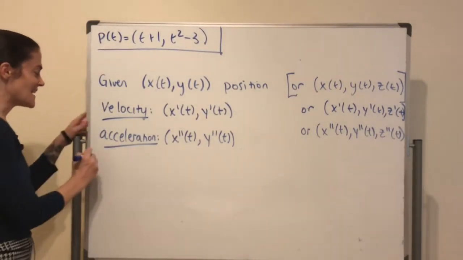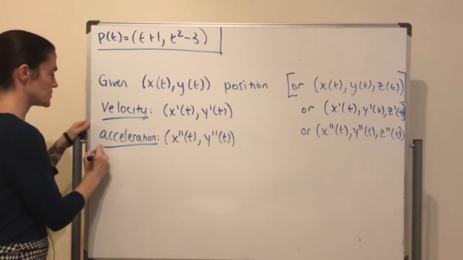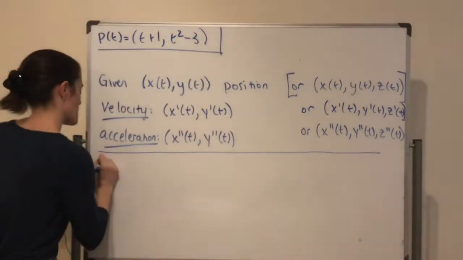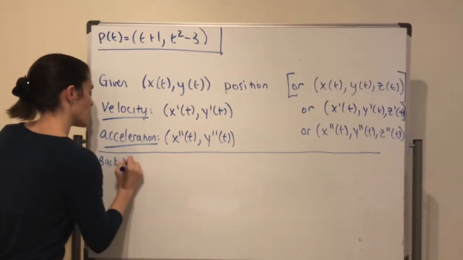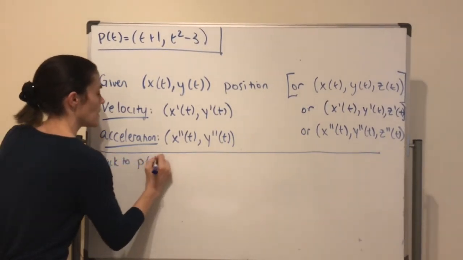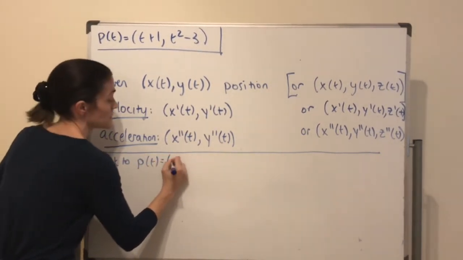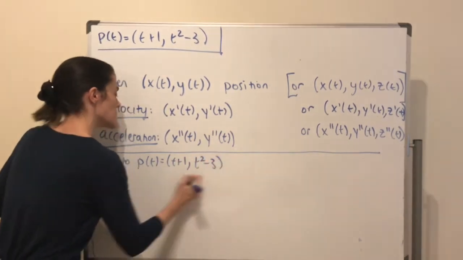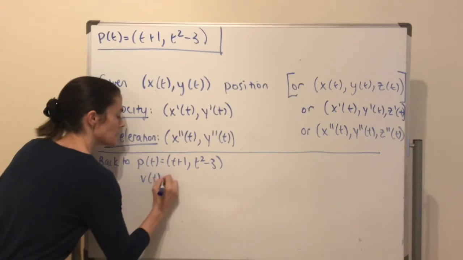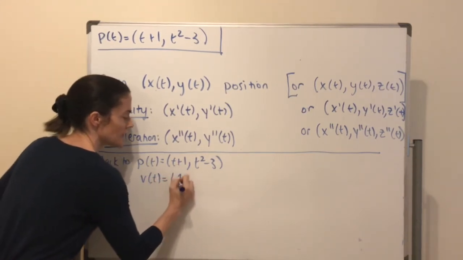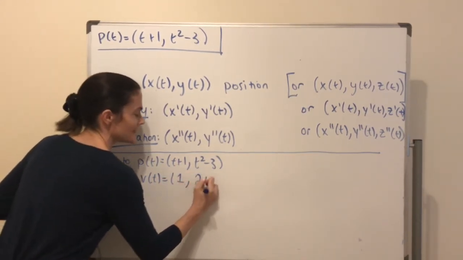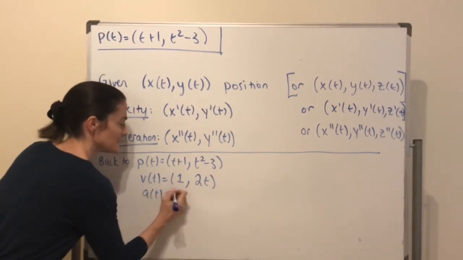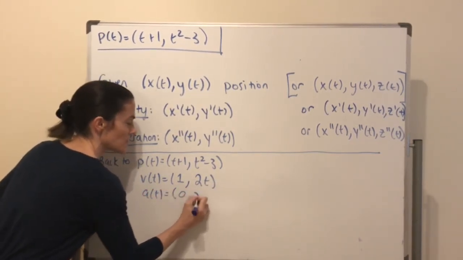Okay, now let us return to our example that is still on the board. Our position was t plus 1, t squared minus 3. And so the velocity is, differentiate, it's 1, 2t. And the acceleration is, differentiate, it's 0, 2.